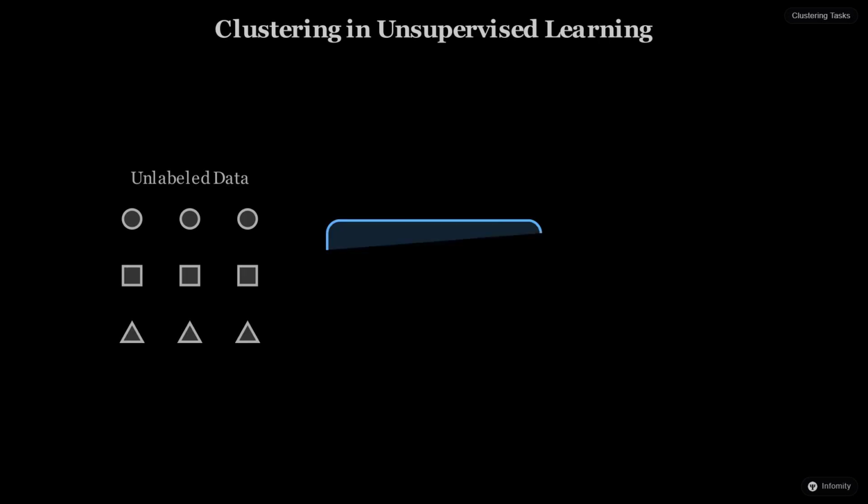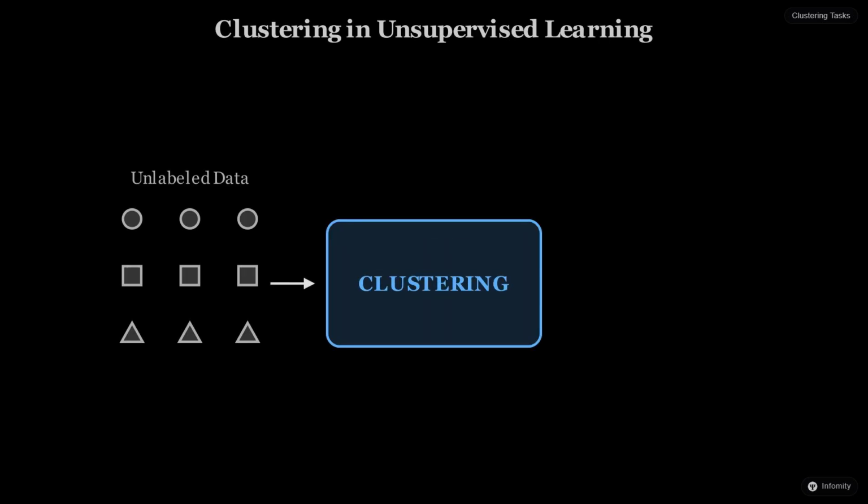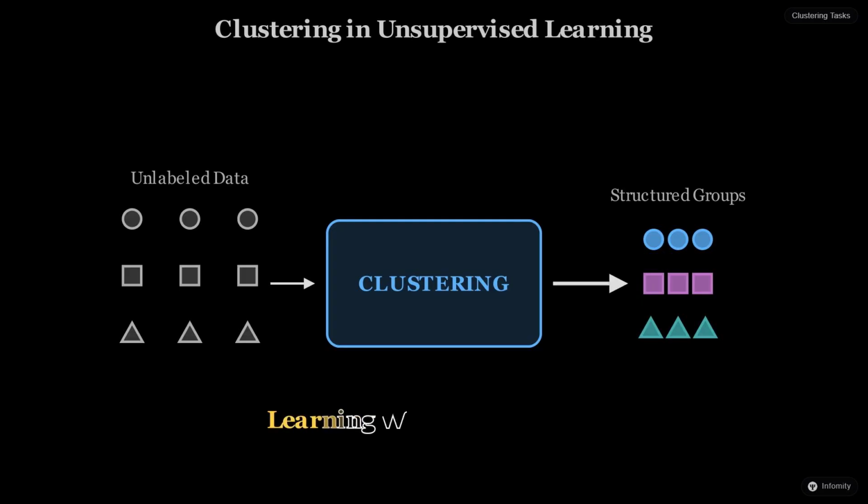Clustering is a fundamental technique within unsupervised learning, a branch of machine learning. In supervised learning, models learn from data that already has labels. Unsupervised learning deals with unlabeled data, where the algorithm explores the data's inherent structure to find patterns or groupings on its own. Clustering is a prime example of this exploratory, label-free approach.